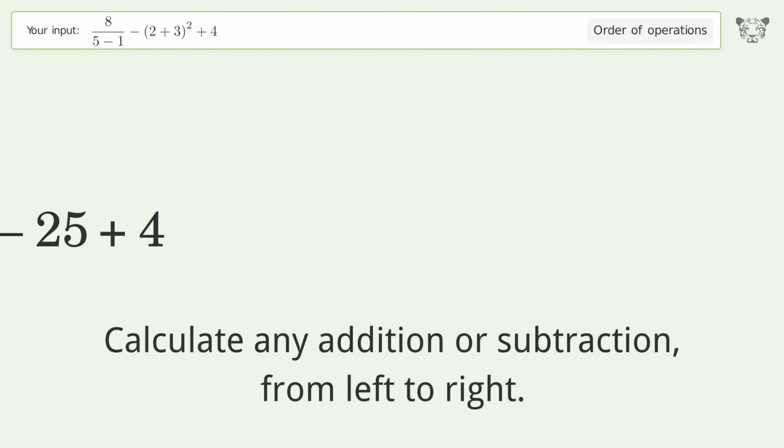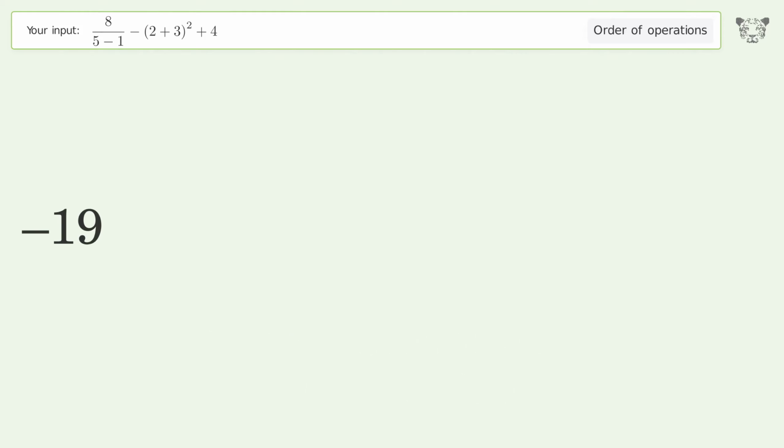Calculate any addition or subtraction, from left to right. 2 minus 25 equals -23. -23 plus 4 equals -19. And so the final result is -19.